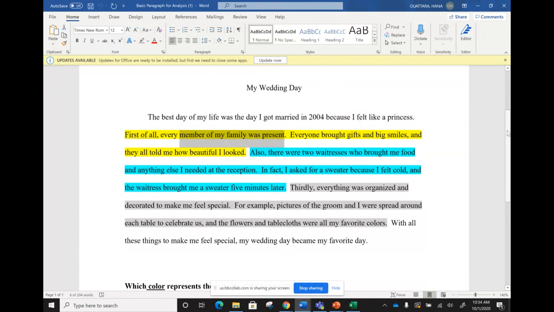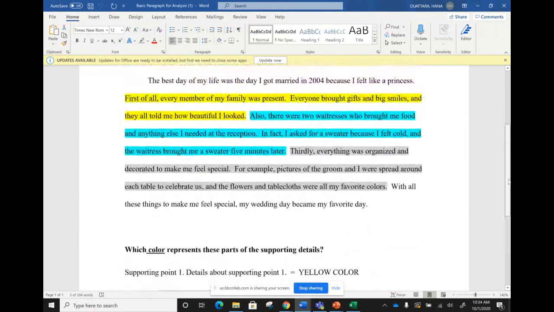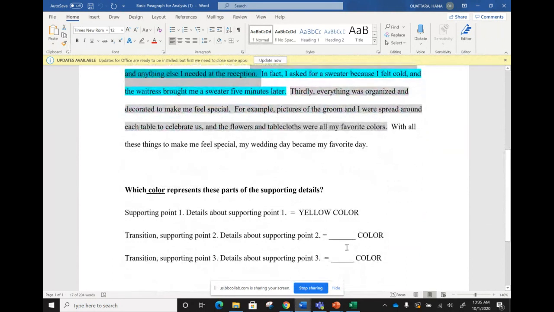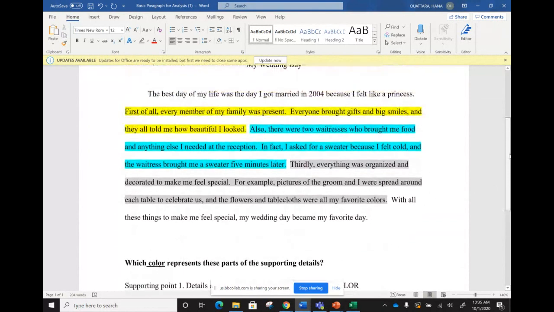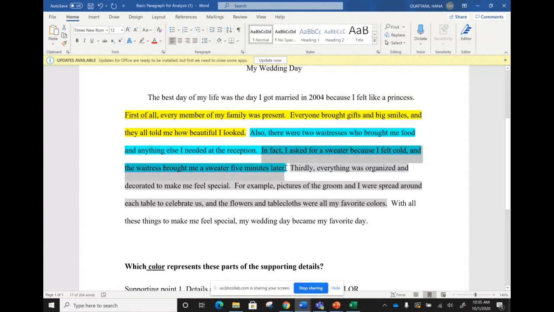Okay, so now we're looking at the transition and the second supporting point. Where is that? I think it is "also there were two waitresses who brought me food." Yes, that is what I put right here. Is this blue or green? I can't tell. It's blue. Okay, this is the second section, the blue. We've got a second supporting point: the waitresses who gave me everything I wanted. That's my second point, and then I have another sentence to explain it. Does everybody see that? Yes.